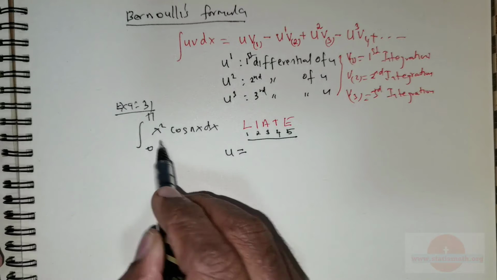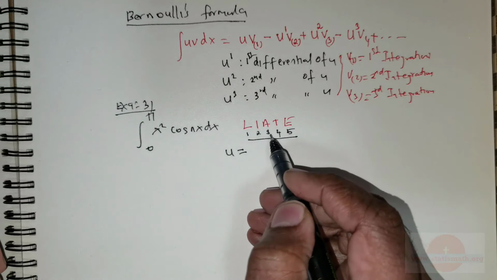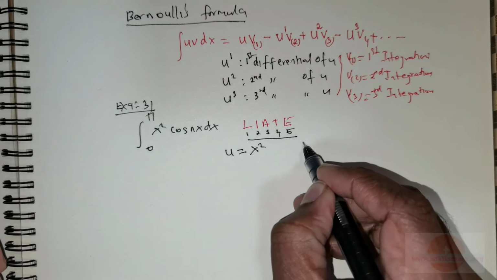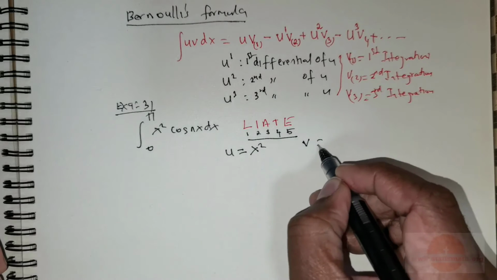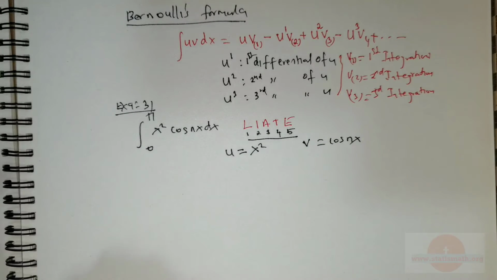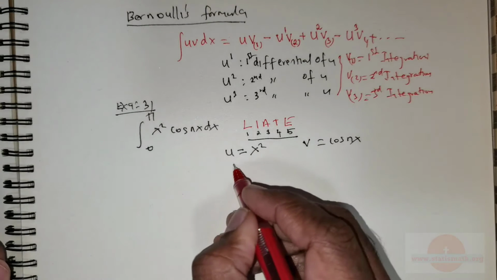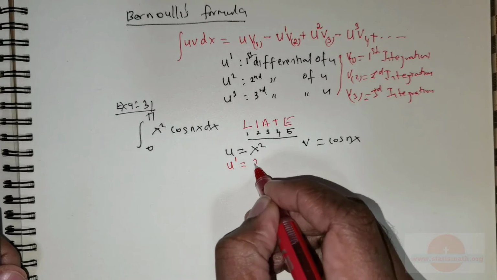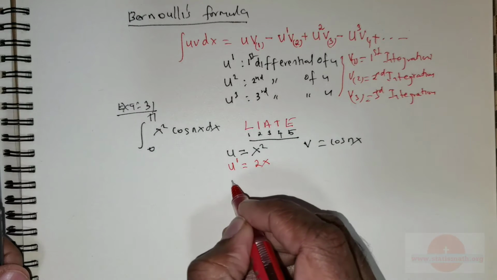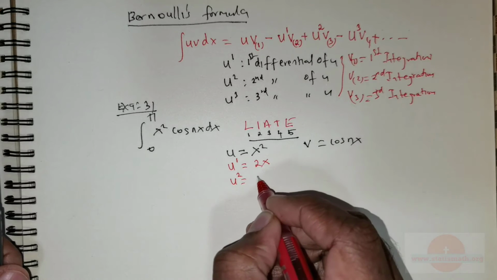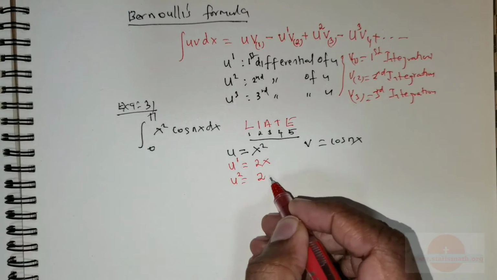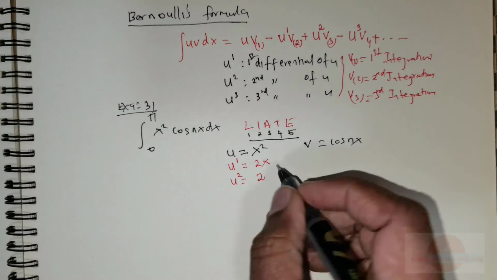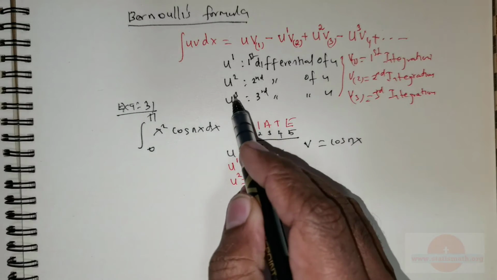Now x squared is algebraic and cos nx is trigonometric. Algebraic function comes before trigonometric function. So my u is x squared and my v is going to be cos nx. Okay. So find out what is u dash or u1. This is going to be 2 times x, and u2, differential of 2x, is going to be 2. Of course, I'm not writing dx there, just to avoid the presence of dx, so that I can just illustrate what is u1 and u2 and u3.